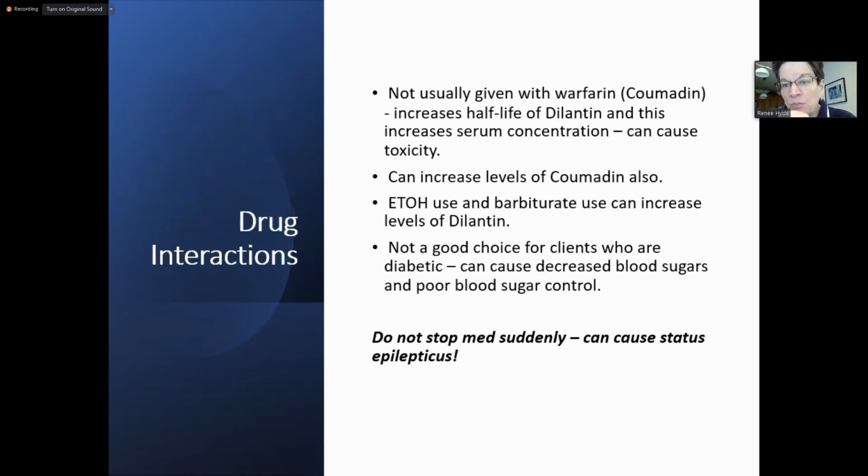Alcohol use and barbiturate use can increase its levels. It's not a good drug of choice for patients that are diabetic because it can cause decreased blood sugar levels and poor blood sugar control. Again, don't stop this med suddenly because it can cause status.